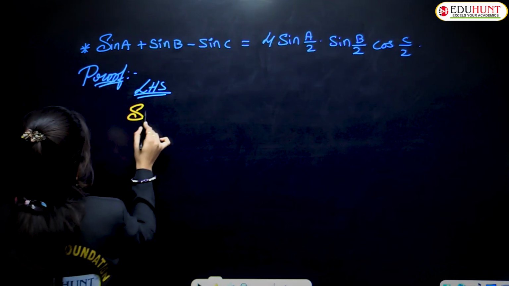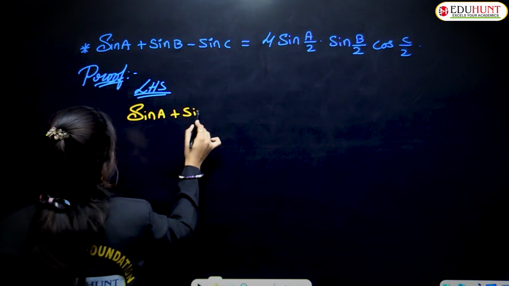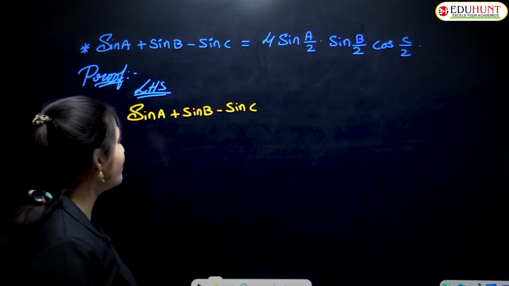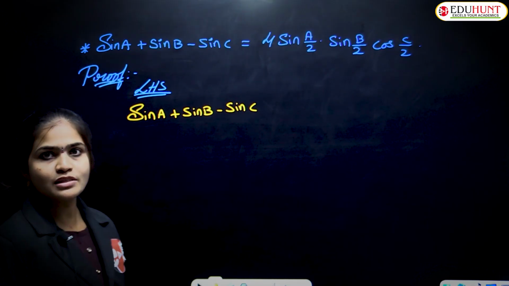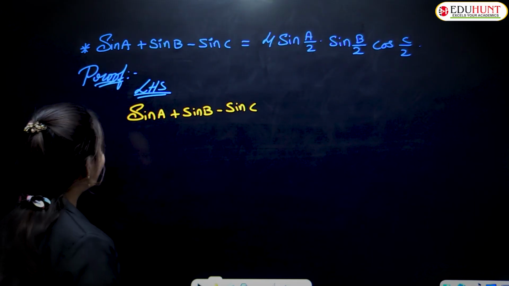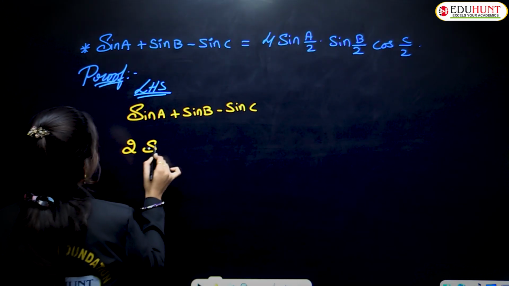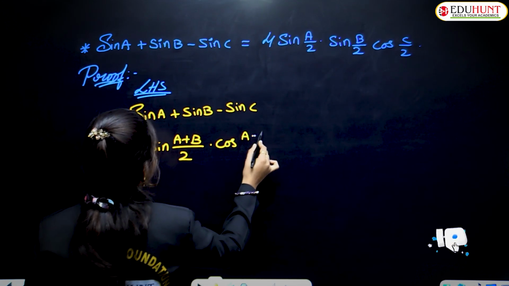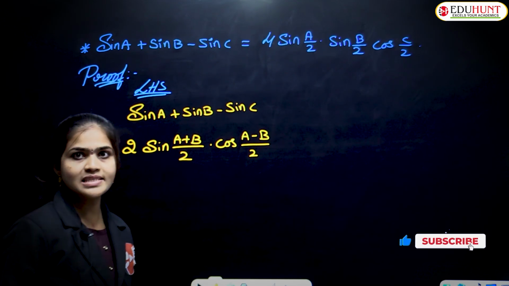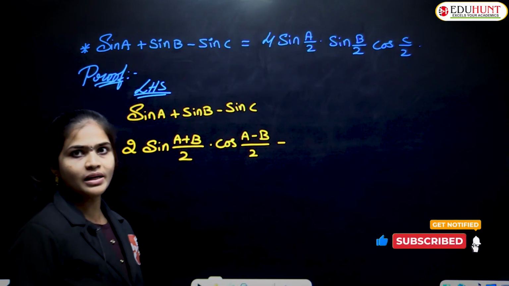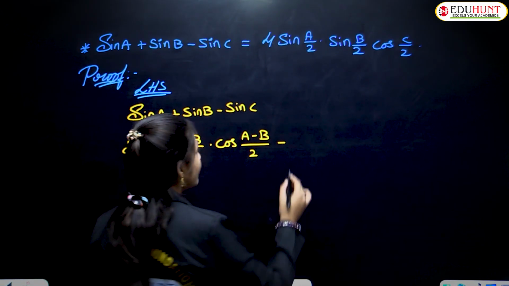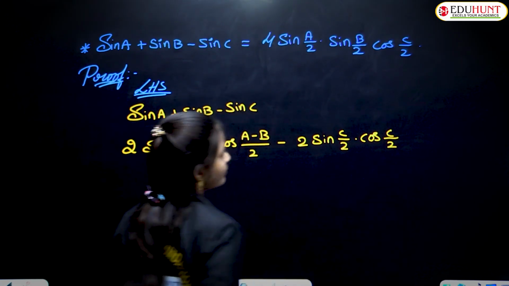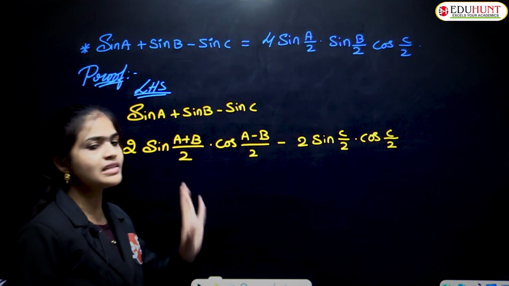So the LHS is sin A plus sin B minus sin C. So here sin A plus sin B, what is that formula? How we wrote that? That is 2 sin (A plus B) by 2 into cos (A minus B) by 2. And here we know the sin C formula. What is that sin C formula? Just previously we wrote, no? That is 2 sin C by 2 cos C by 2. Okay, again the simplification is the same, but here only the symbol is changed.